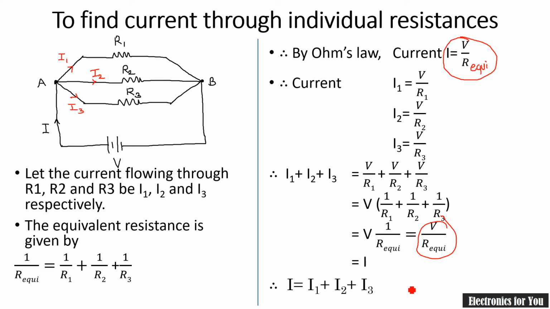Similarly, this is nothing but the KCL, that is Kirchhoff's current law. Here in this case, at node A, I was the incoming current, whereas I1, I2 and I3 were outgoing currents. So the sum of incoming current is equal to the sum of outgoing current, that is I is equal to I1 plus I2 plus I3. Thus KCL is also proved in case of a parallel circuit.